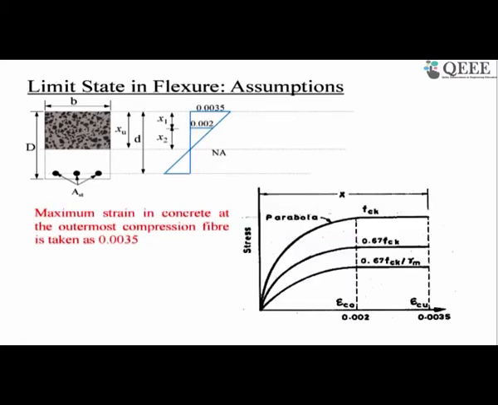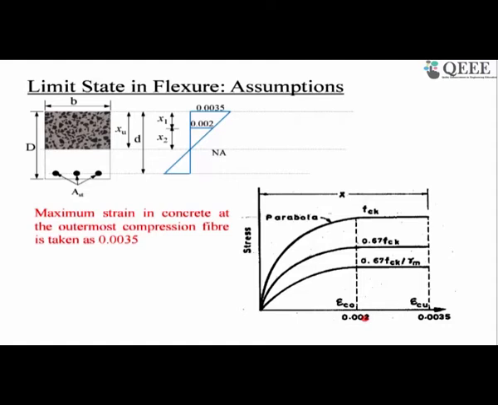So the next assumption comes directly from the idealized stress strain behavior of concrete. We have already discussed this idealized behavior, right? Up to 0.002 strain, the stress strain behavior is parabolic, and beyond that it remains constant, and then at 0.0035 it fails. It fails in compression. So the maximum strain we can have is 0.0035, irrespective of the grade of concrete. We have already discussed this.